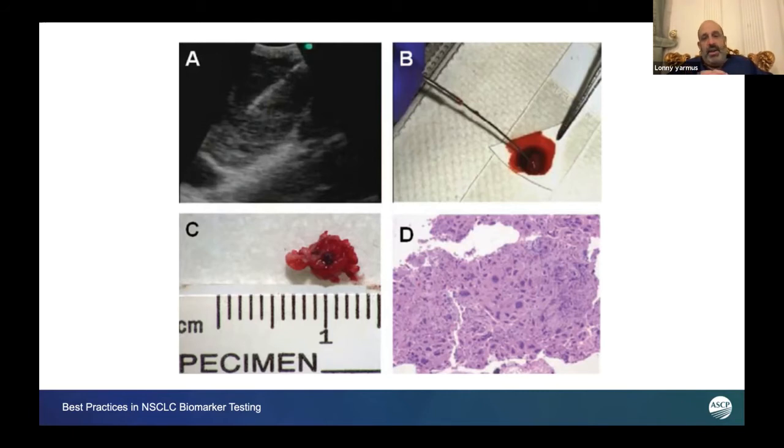section C, and then can be embedded in paraffin and dissected out, as you can see in D, where you end up essentially with almost a histologic specimen. And this is what we believe to be our main secret, where our QNS rates are below 5%.